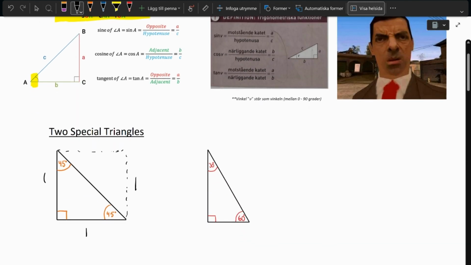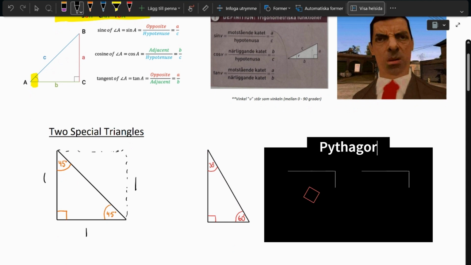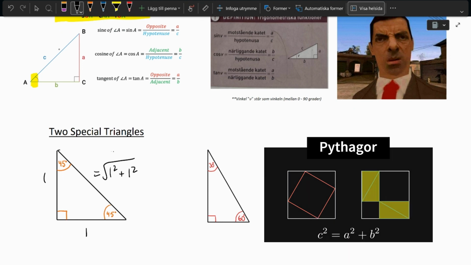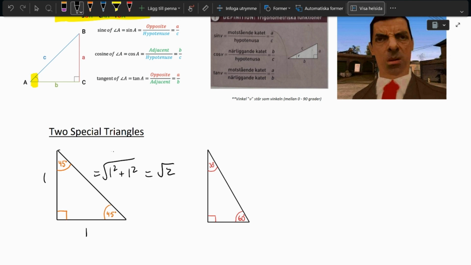Well, to calculate that middle side, you can use Pythagoras sets or Pythagorean theorem to find it out. So it's going to be equal to 1 squared plus 1 squared, and then take the root of that. So you're going to have the root of 2. So we have a special triangle, 1, 1, root 2, or we say the 45, 45 triangle.